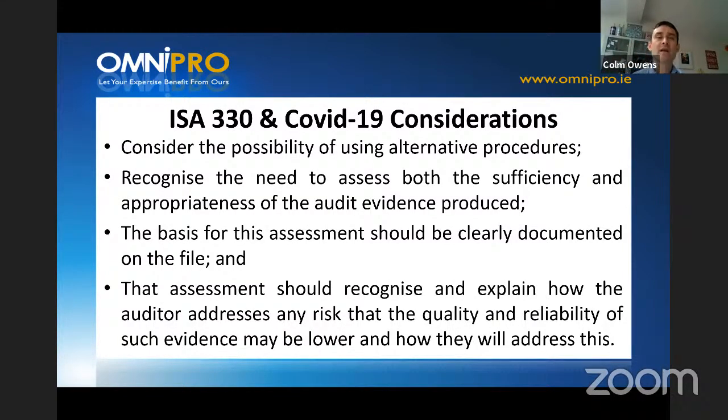From this one, at some stage you're going to have to use alternative audit procedures. But what really needs to be documented in the file is how you've assessed the sufficiency and the reliability of the evidence. You need to understand that your alternative procedures may not be as robust as normal audit procedures, but you need to document the risk to the quality and reliability of the evidence and address it.